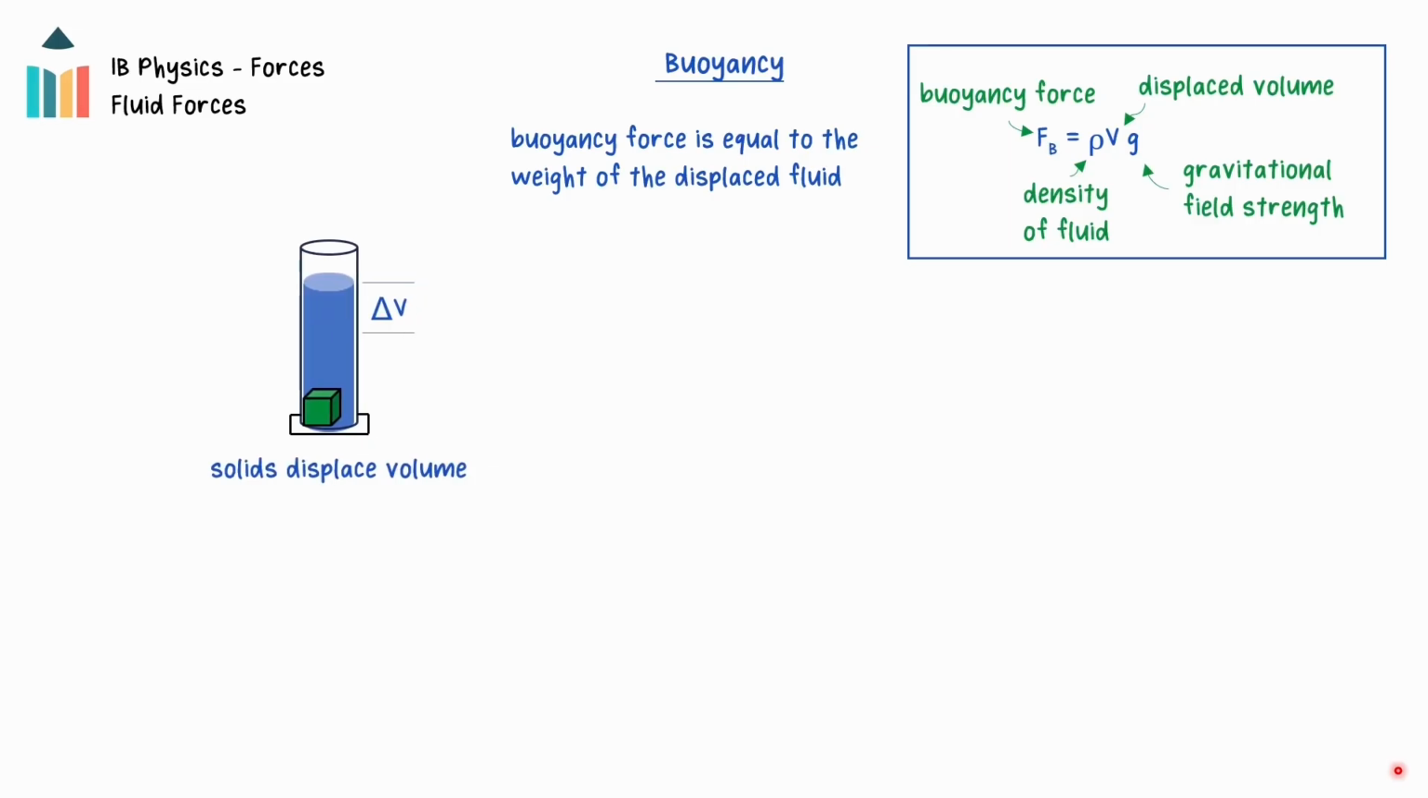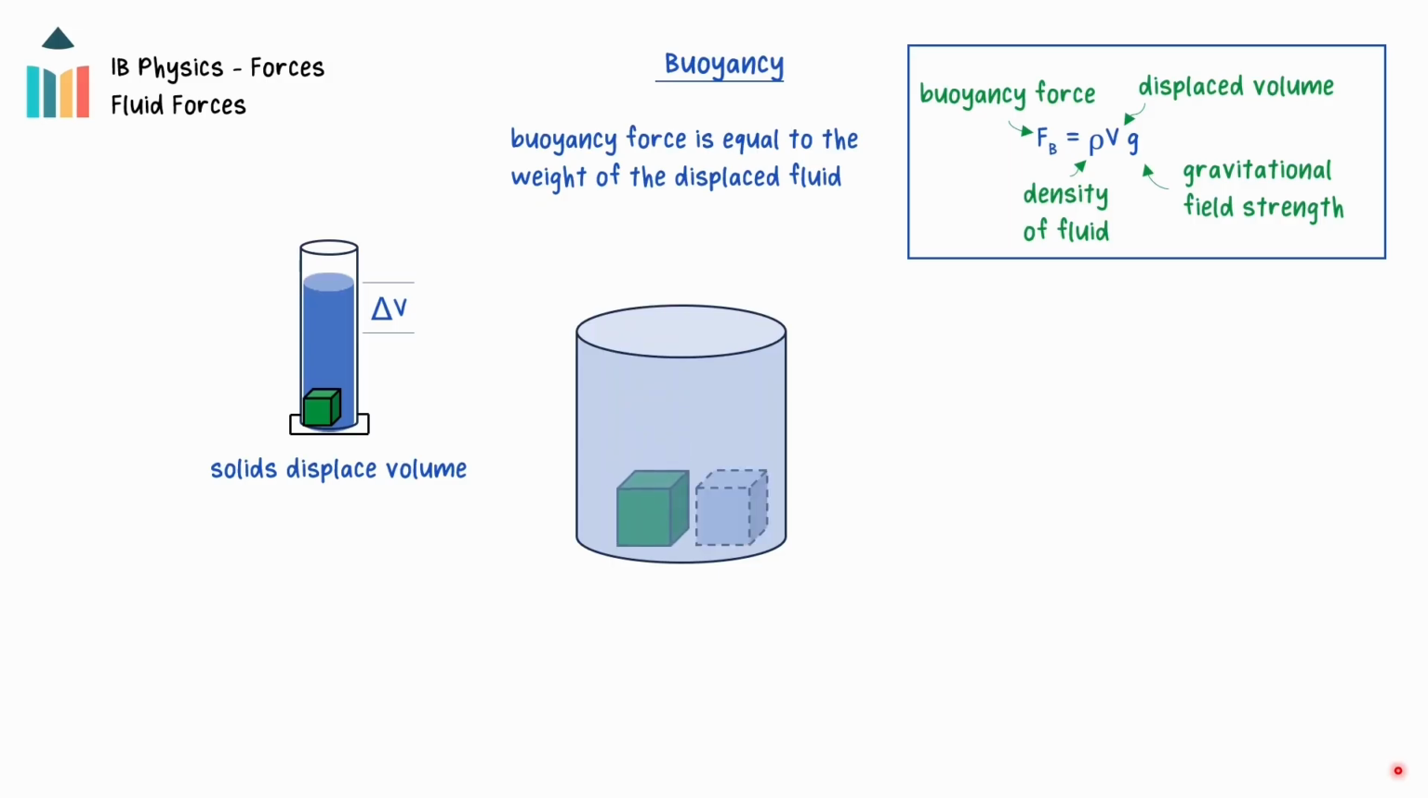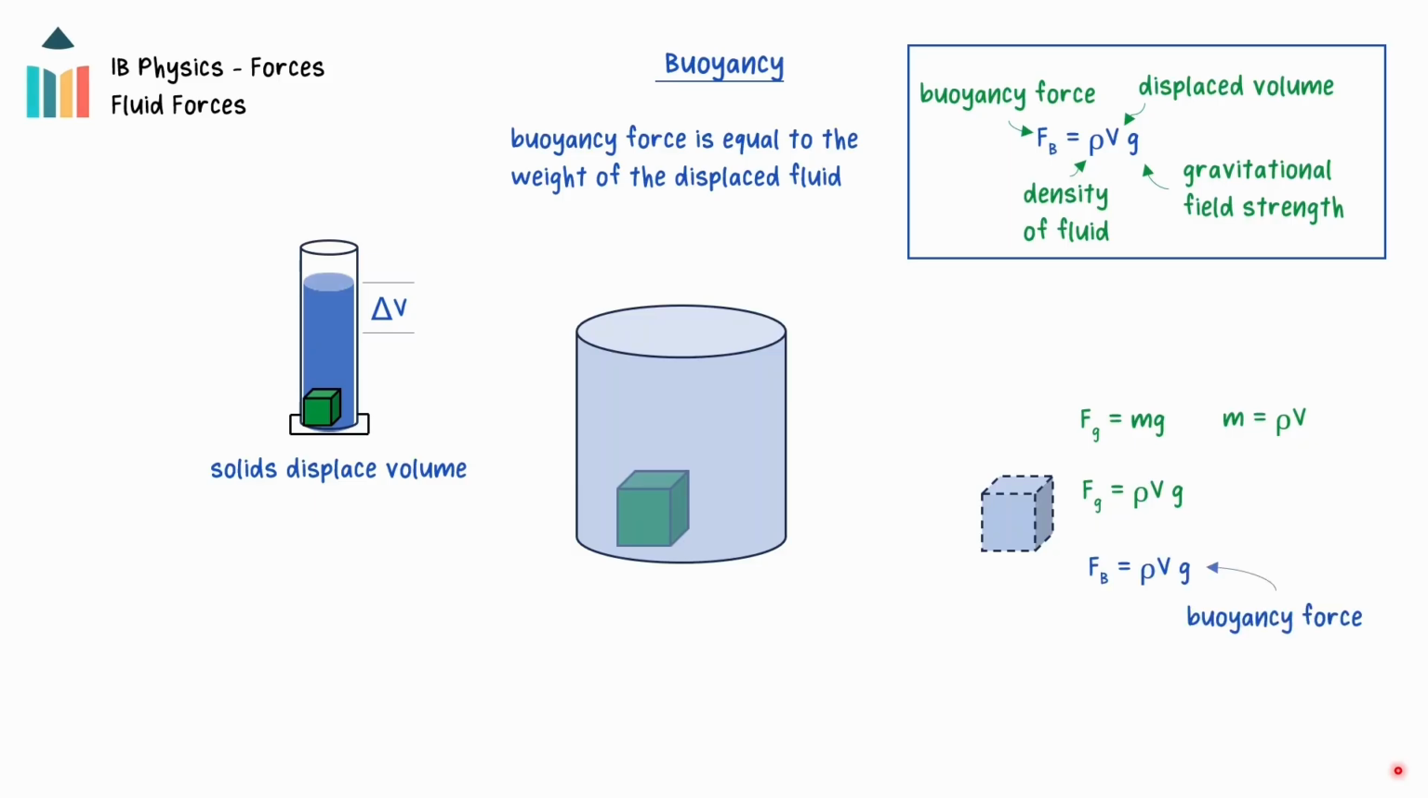The buoyancy force points upwards, and according to Archimedes' principle, it's equal to the weight of the displaced fluid. If we consider an object submerged in a fluid, the object will displace an amount of fluid equal to its volume. The weight of this displaced volume is the force of gravity acting on it, which is equal to its mass times the gravitational field strength g. Using the density relationship, this mass can be expressed as the density of the fluid times the displaced volume. Since the buoyancy force is equal to this displaced weight, the buoyancy force is equal to the density of the fluid times the displaced volume times the gravitational field strength g.